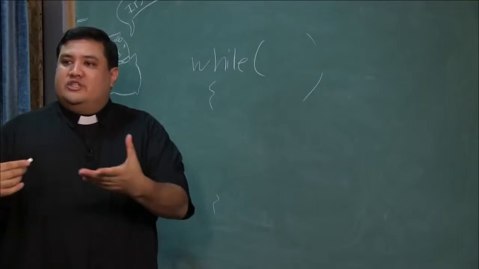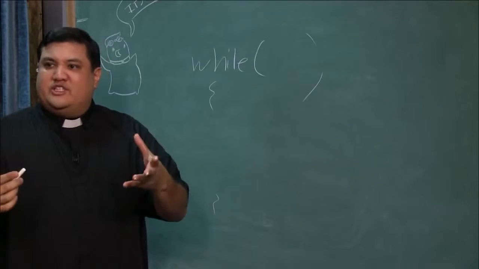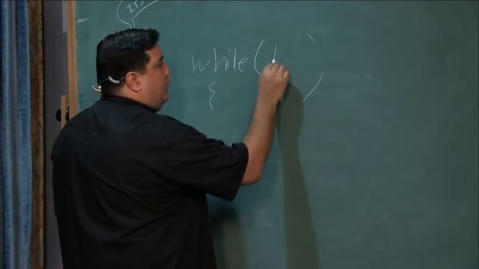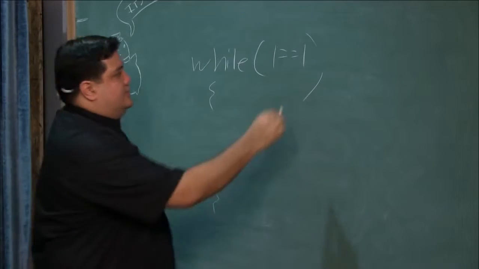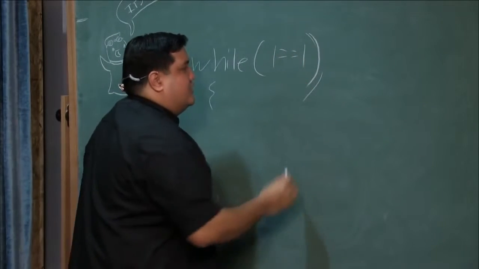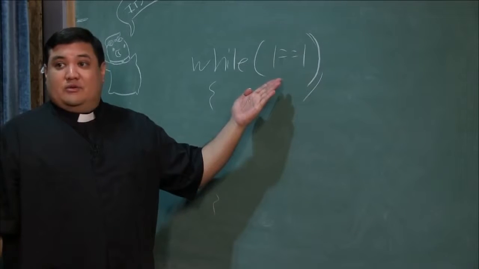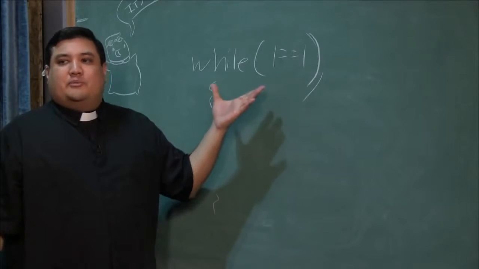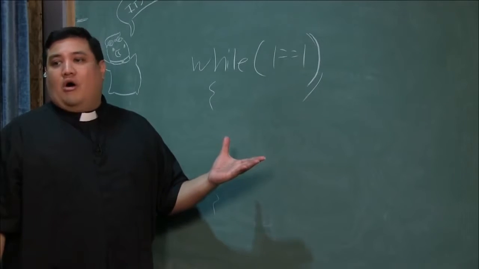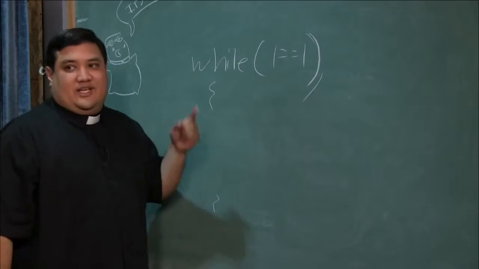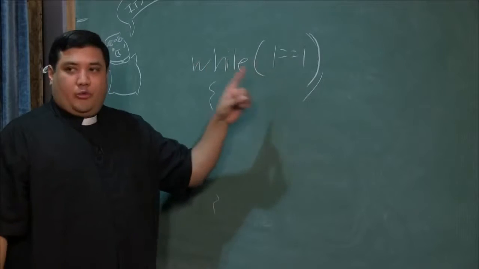Now, I could do something like this. I use these relational operators, this relational expression. I could say 1 equal to 1, and a semicolon at the end there. That's prettier. Now, this is true, correct? 1 is equal to 1. Here's the problem: this loop will never stop running, because it's always going to be true. It doesn't matter how many times this thing loops through, 1 will always be equal to 1.